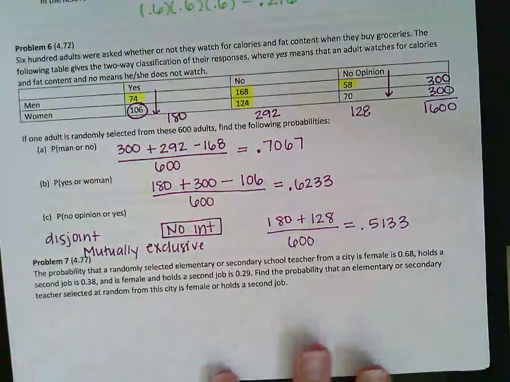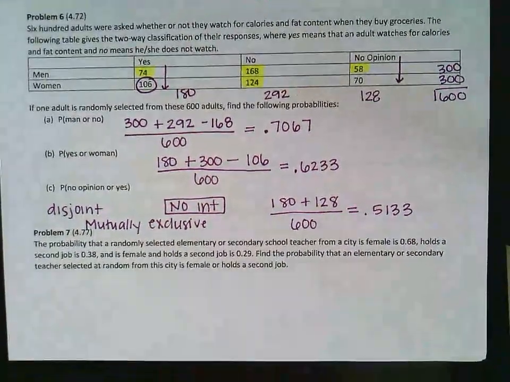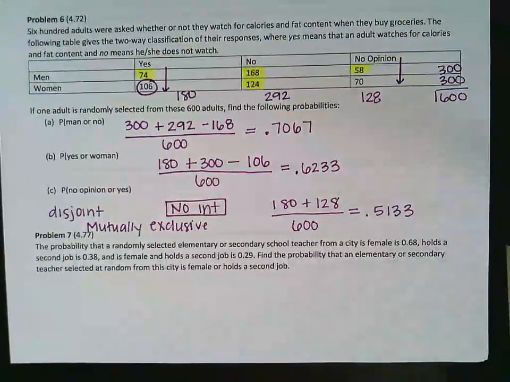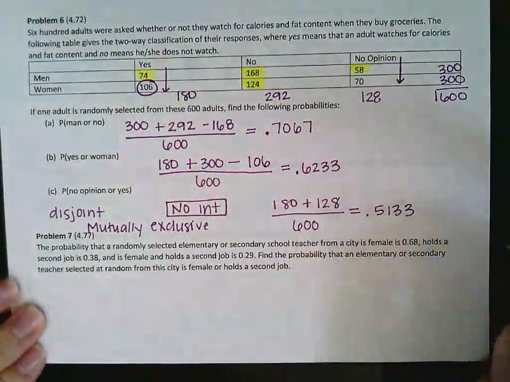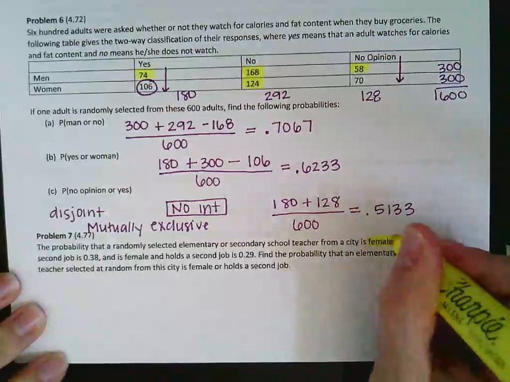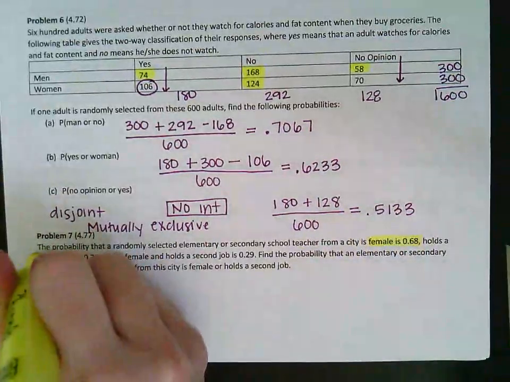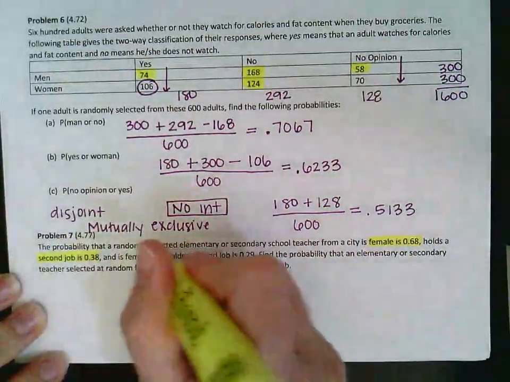Okay, let's look at another kind of question like this. Problem 7. The probability a randomly selected elementary or secondary school teacher is female is 68%, holds a second job is 38%, and here's your and.